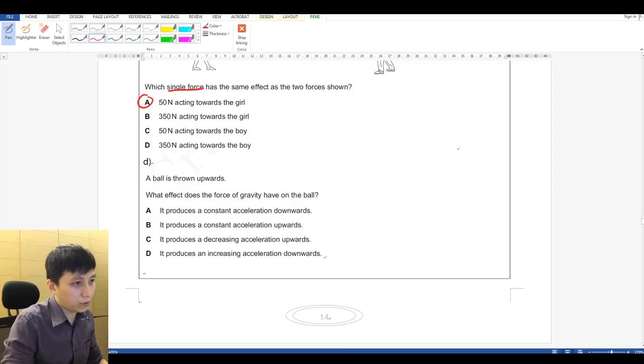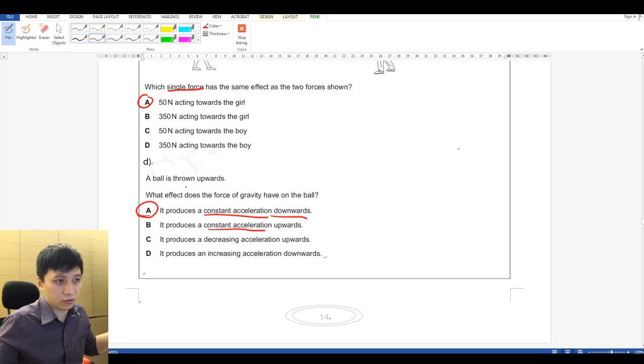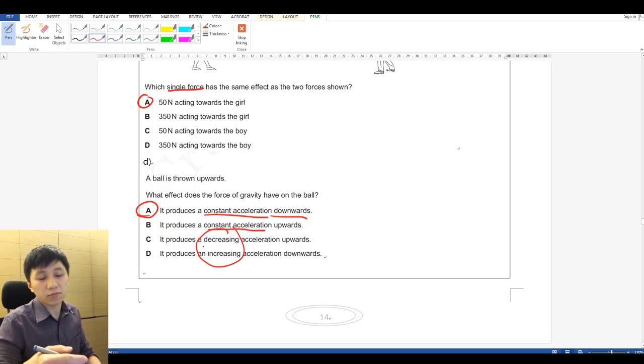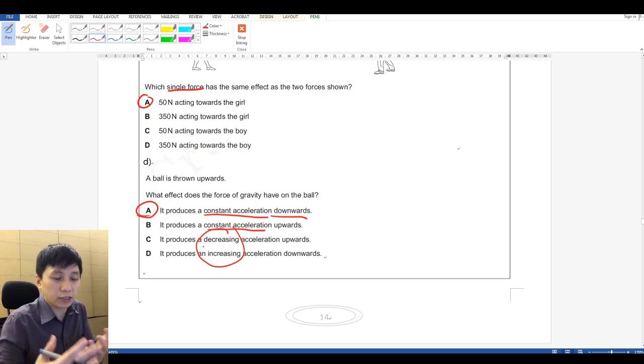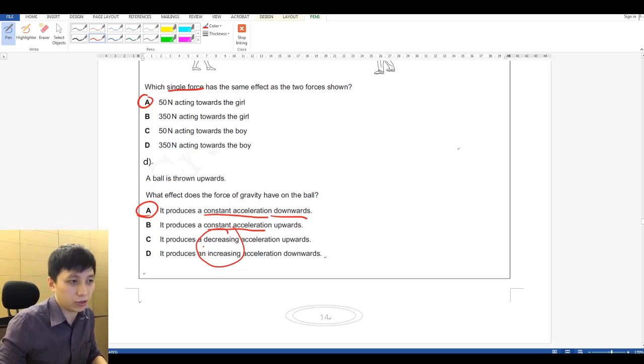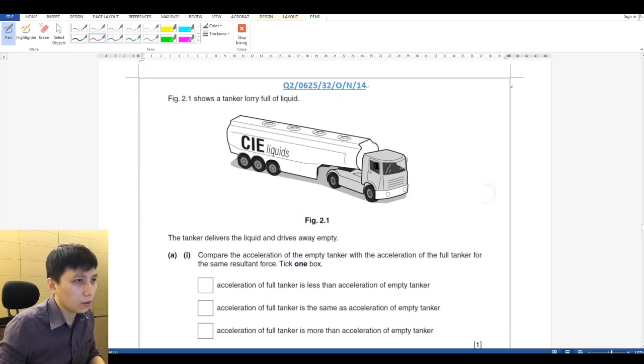D, a ball is flung upward. Which effect does the force of gravity have on the ball? It will just produce a constant acceleration downward. That's gravity, isn't it? And just remember that it is a constant. In the future, maybe you will be doing an experiment, you'll find out the acceleration is constant. So you can take my word for it first.